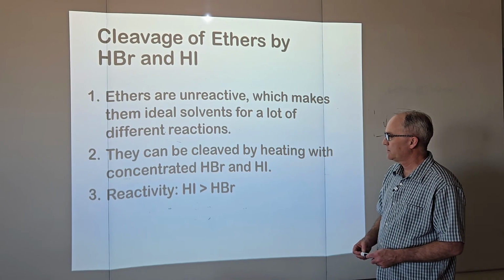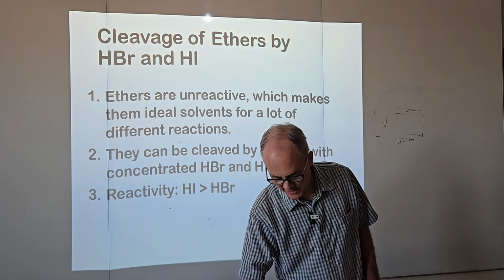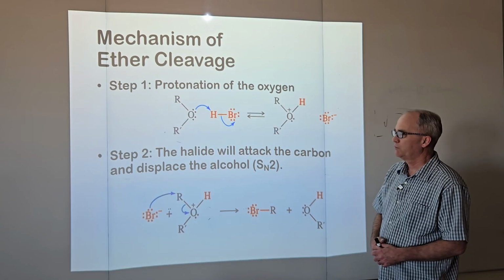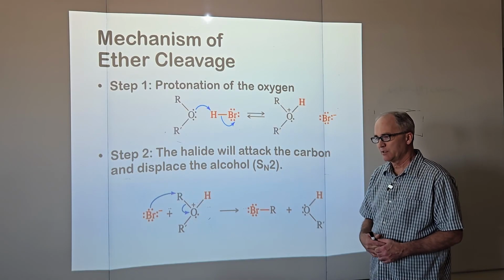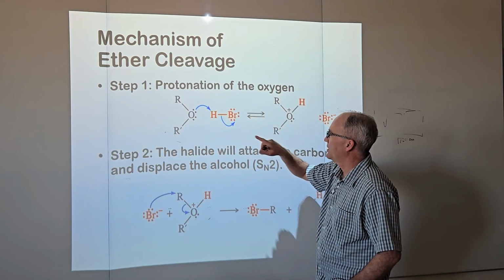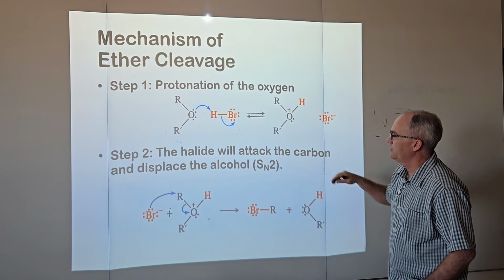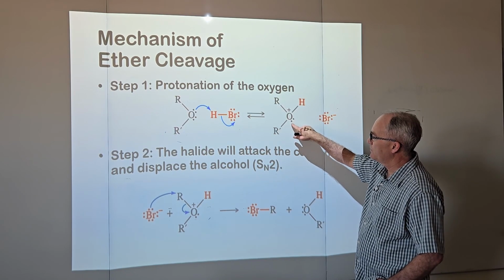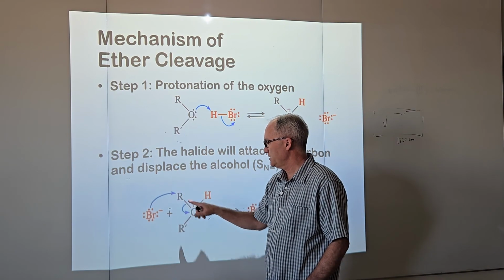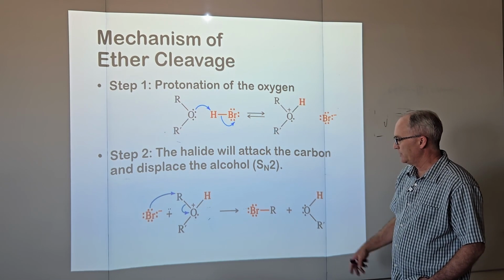So ethers can be cleaved by heating with these acids. Hydroiodic is most reactive. How does it work? Everything we learned in the fall, protonating an OH group makes it a good leaving group. Water's a good leaving group. So here's our ether. It gets protonated by the acid. Now we have a situation where we have like alcohol being a good leaving group. And this is now going to be an SN2 reaction. The halide can slam into this, and this leaves. So an alcohol is a good leaving group just like water would be.